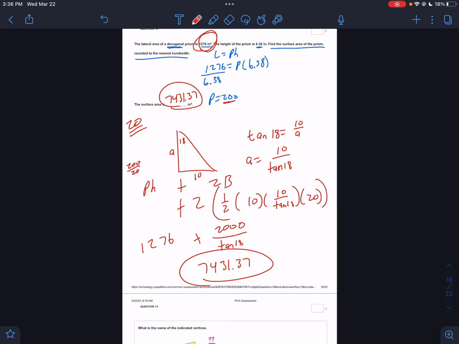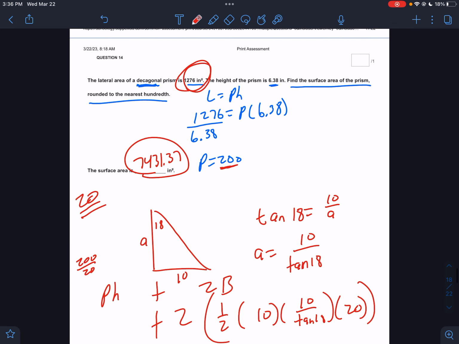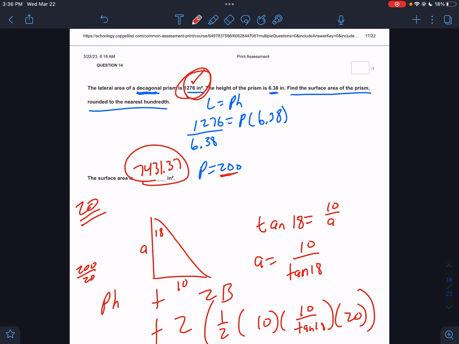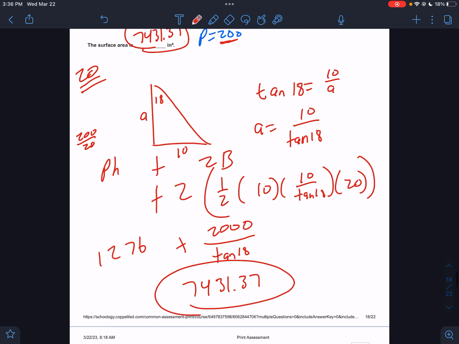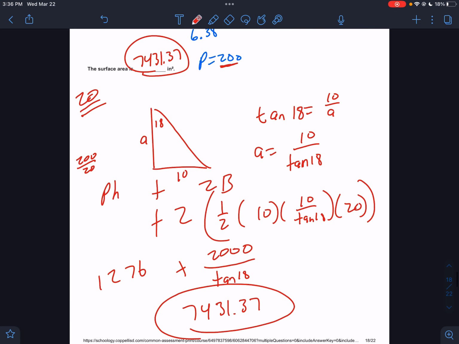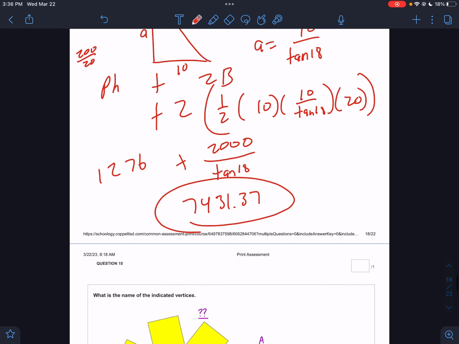7431.37. There we go. So I was using the wrong number. I was using the perimeter, but it's the area. So it's the lateral area, pH, 1276 is what I needed. Okay, hopefully I didn't confuse you too much there.